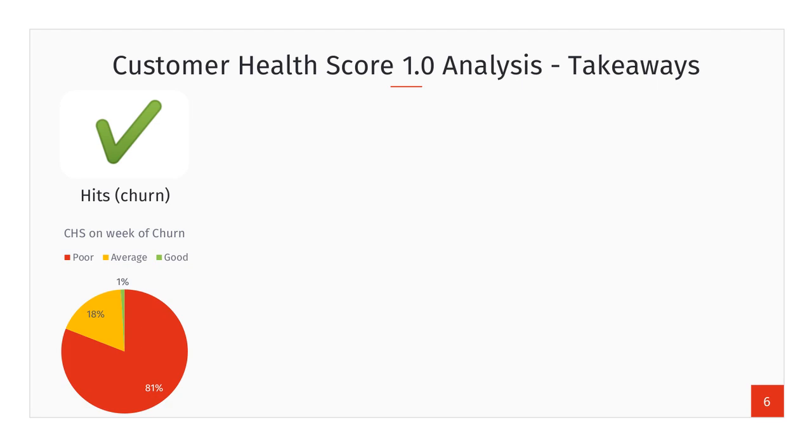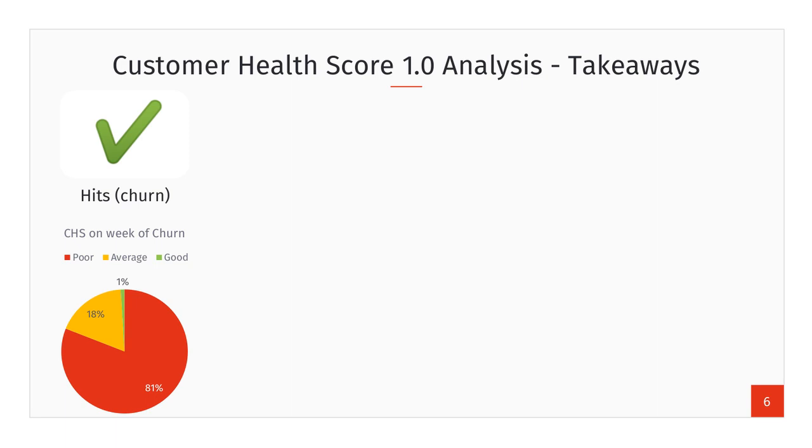So first thing we wanted to check, did we manage to predict the churn? So we called it hits. And we found out that 81% of our customers that chose to churn Fitvisor, our model marked them as poor, which is a really, really good number when we talk about predictions.